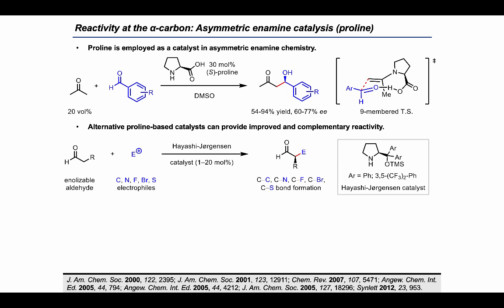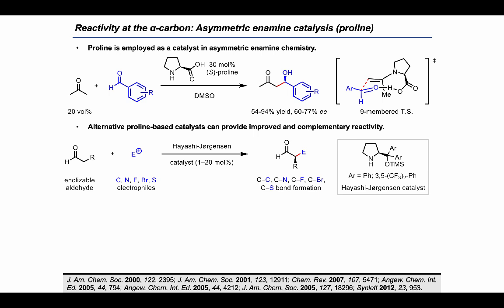Specifically, the sterically bulky groups both control the geometry of the enamine and block one of its faces, directing the approaching electrophile to the opposite face. Notably, this alternative mode of steric control provides complementary reactivity compared to proline. For example, the alpha amination of aldehydes with azodicarboxylates can be achieved using both proline and Hayashi-Jørgensen type catalysts, leading to products with inverted absolute configuration, even though the absolute configuration of the catalysts is the same.